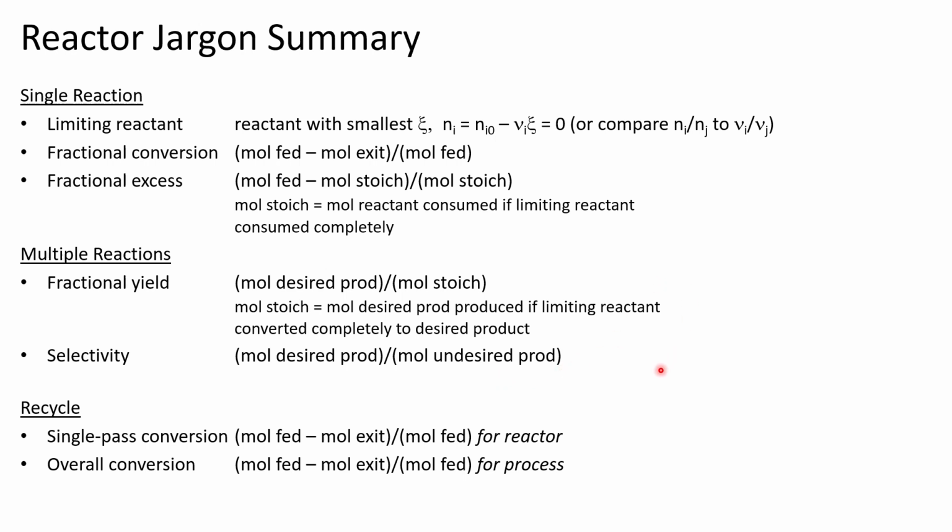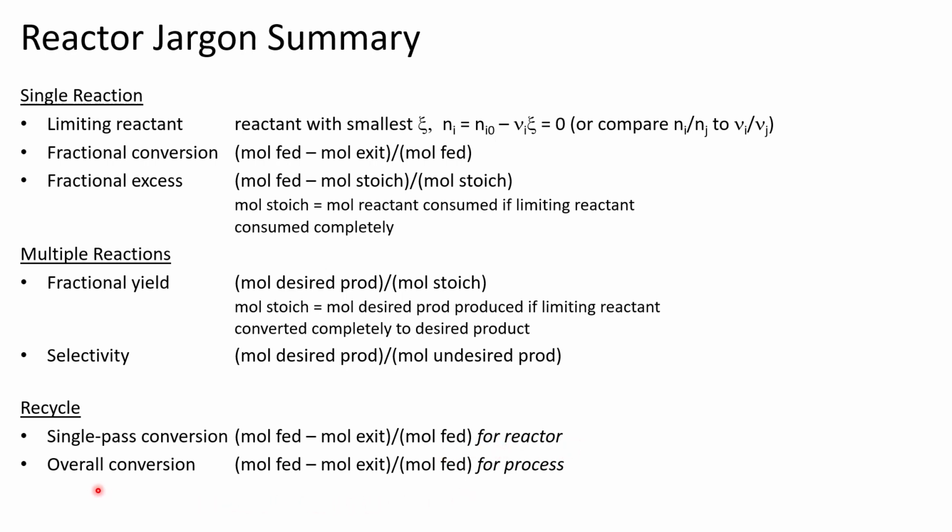Now, we've worked with these two pieces of terminology in problems recently. When we have recycle back to a reactor of unreacted reactants, we're going to talk about two types of conversion. The first is single pass conversion. This is equal to the moles that are fed to the reactor minus the moles that exit for a species, divided by the moles fed to the reactor.